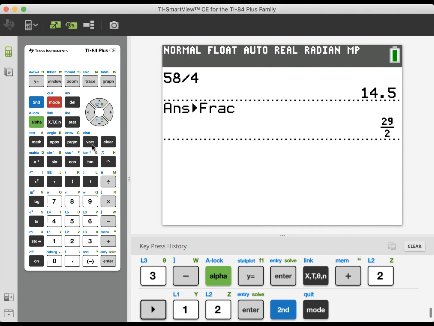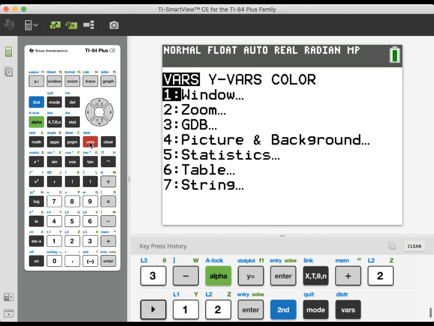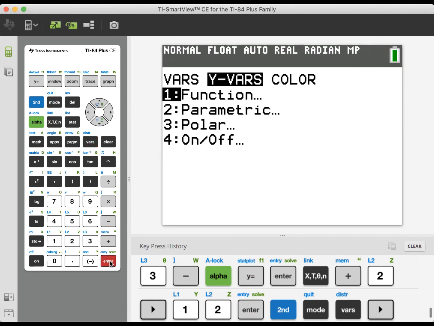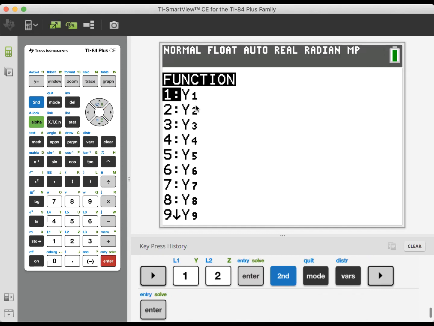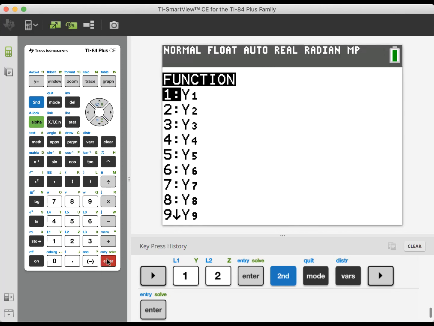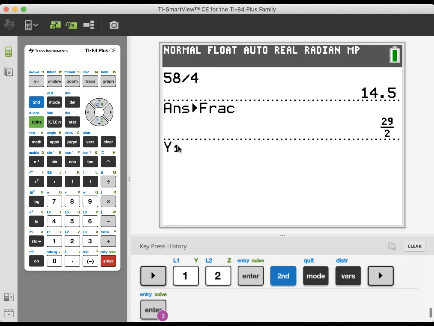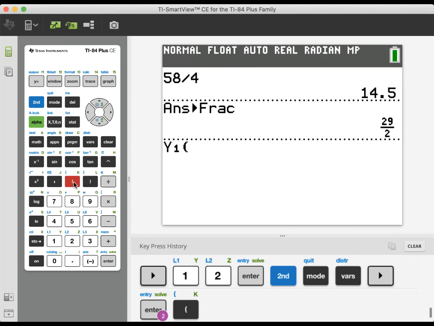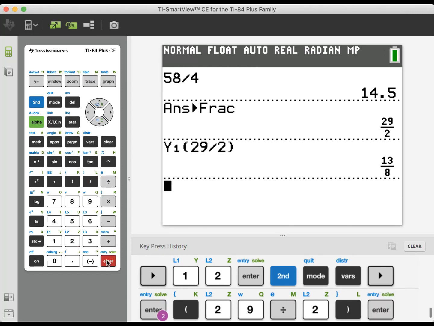And what I'm going to do is show you how to plug in that 29 over 2 into both the left and the right-hand side. So here where it says vars, go to y vars, so right 1, and then enter for function. And then notice you see a bunch of y's. Remember we typed in on y1 the left-hand side, and on y2 we typed in the right-hand side. So do enter for y1, and then this is actually going to be function notation. We'll talk more about it later. So just do parentheses, and then the 29 over 2. So 29 divided by 2. Close, and then click enter.